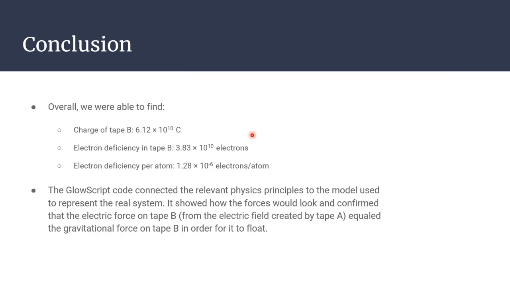Overall, we were able to find these values, and our GlowScript code connected the relevant physical principles to the model used to represent the real system. It showed how the forces would look and confirmed that the electric force on tape B, created from the electric field from tape A, equals the gravitational force on tape B in order for it to float.